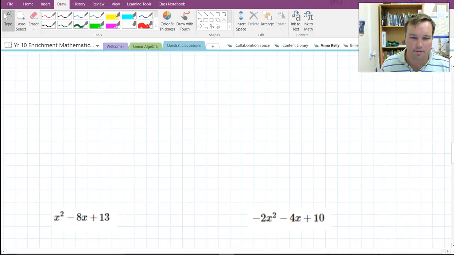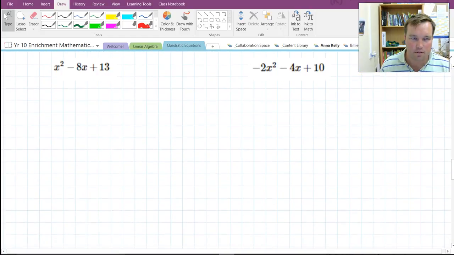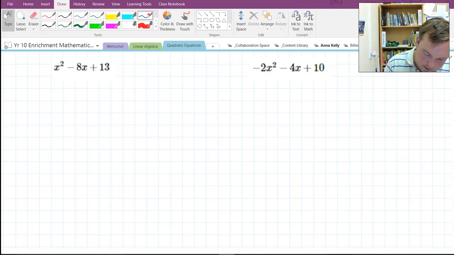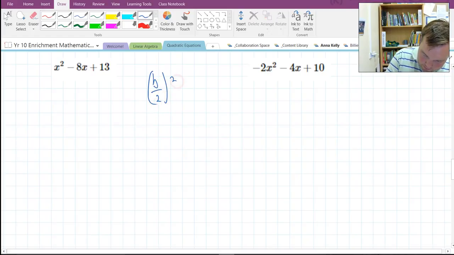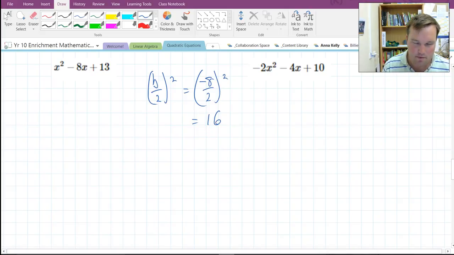Let's go another one. So, steps are: ensure the leading coefficient is 1. It is. Take b off to one side, halve it, and square it. That is minus 8 on 2 squared, which equals 16, because that's minus 4, and minus 4 squared is positive 16. Now we add that on and take it off.